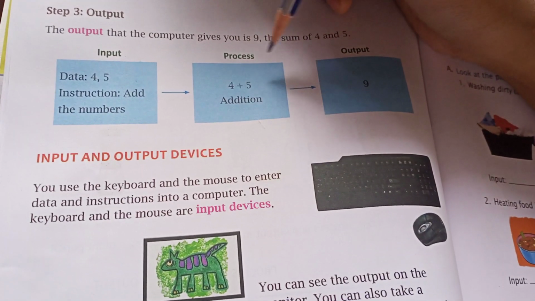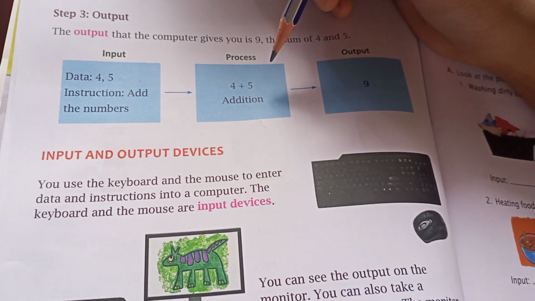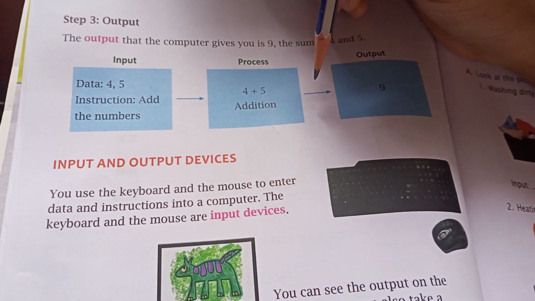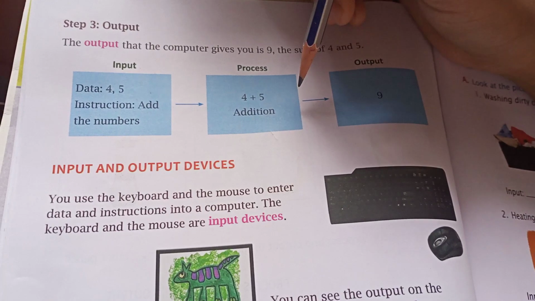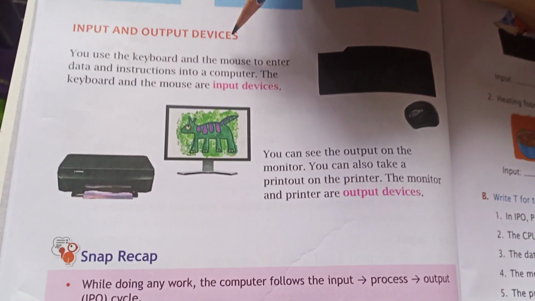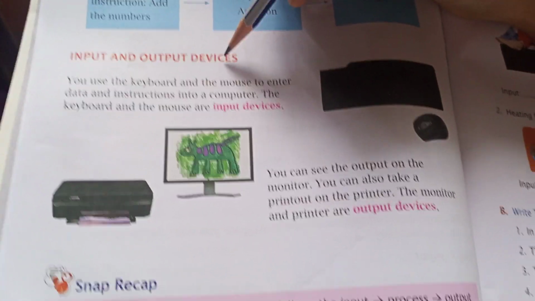So this is the step that the computer follows, the IPO cycle. Like this, the IPO cycle is run in the computer. Now, let us talk about input and output devices. In a computer there are many input and output devices.